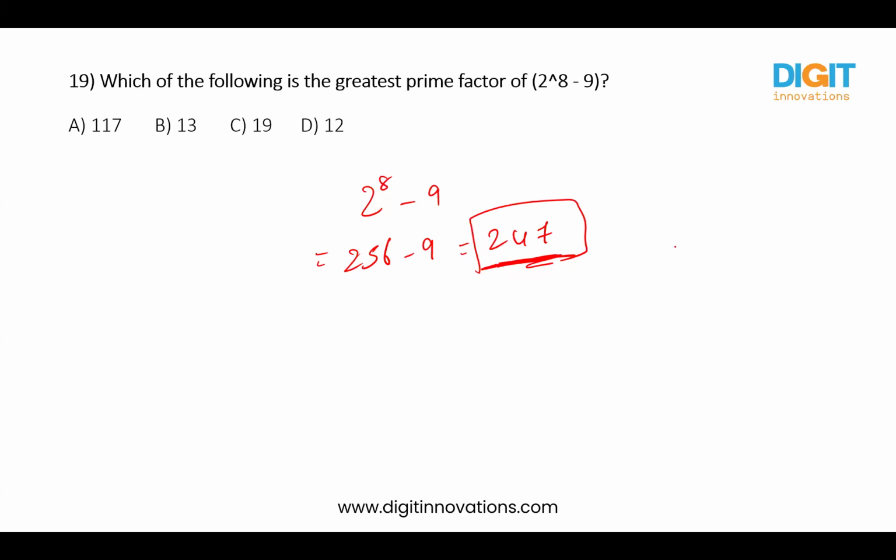So for 247, 13 into 19 is the prime factorization. In this, what is the greatest one? 19. So option C is the answer.